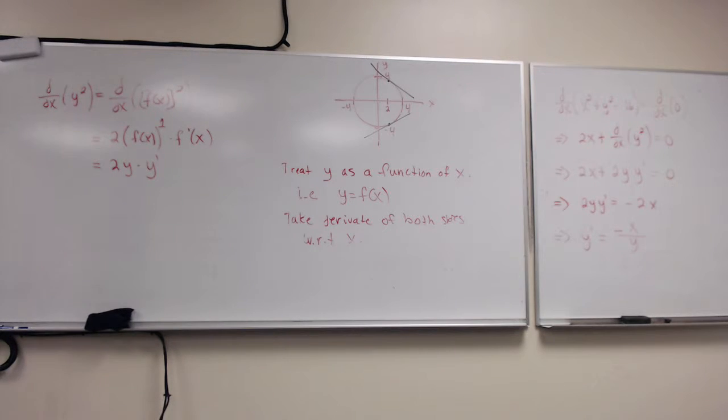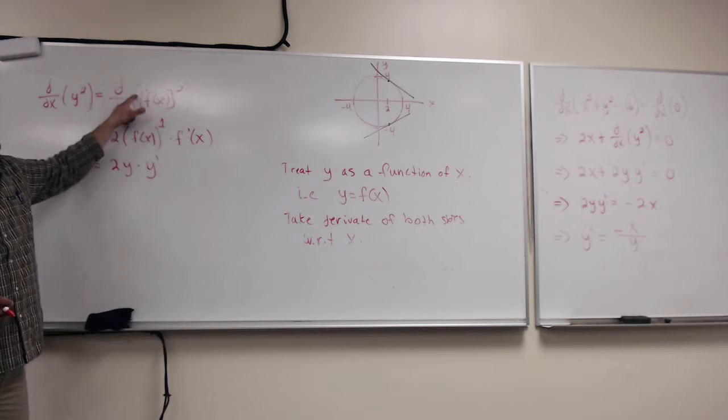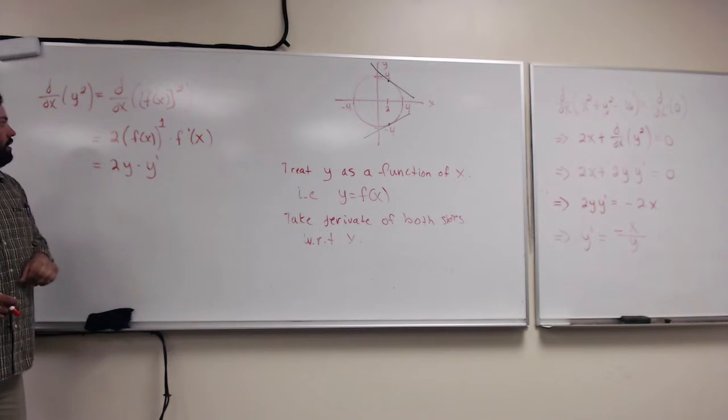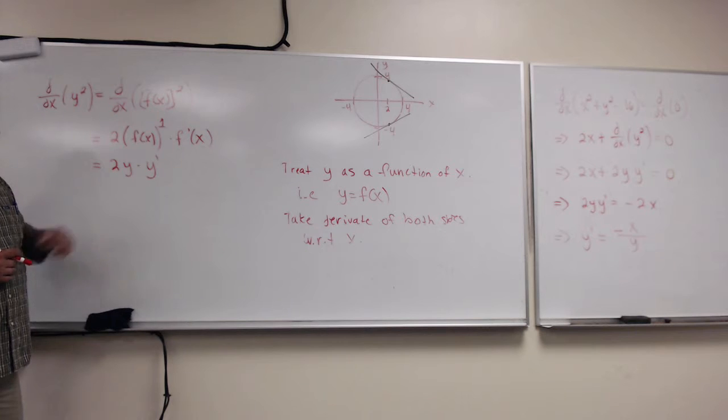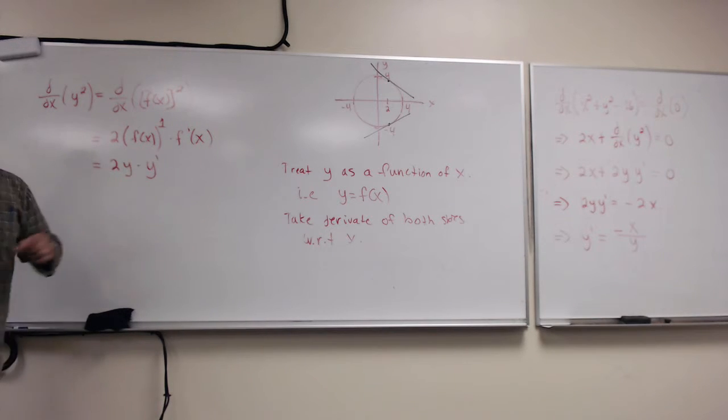And like I said, this is the reason, right? If you treat y as a function of x and then take the derivative, you do the power rule on the outside, the inside stays the same, and you multiply by the derivative, and then converting everything back to y, f of x is y, f prime of x is y prime. Now, you don't need to do that, but if it helps you remember, always write your dependent variable as an f of x or f of t.